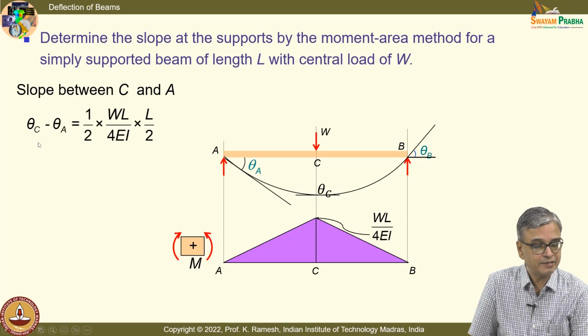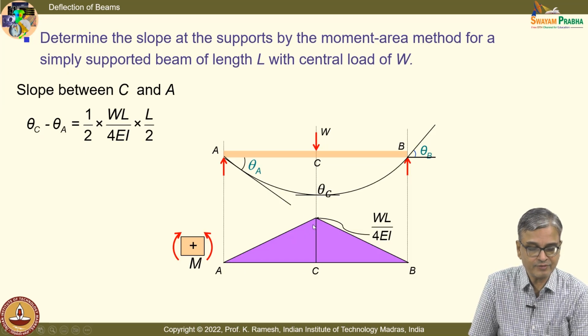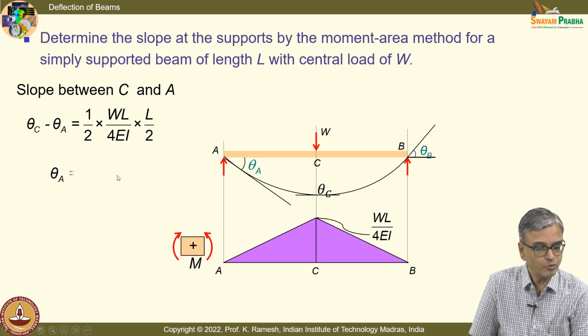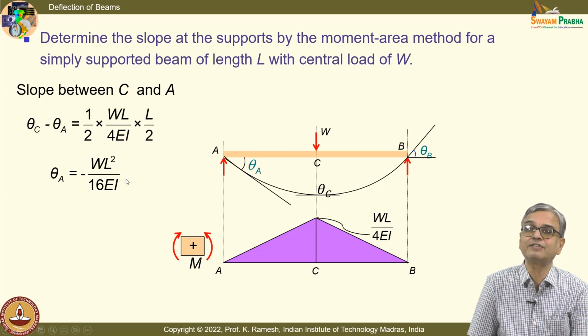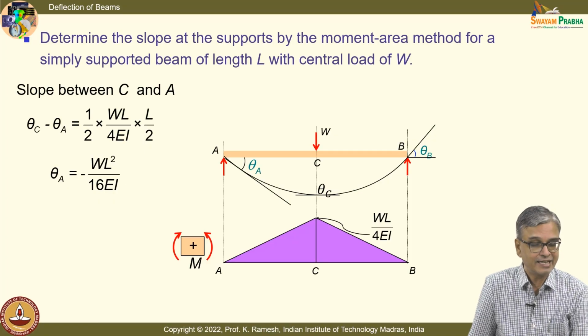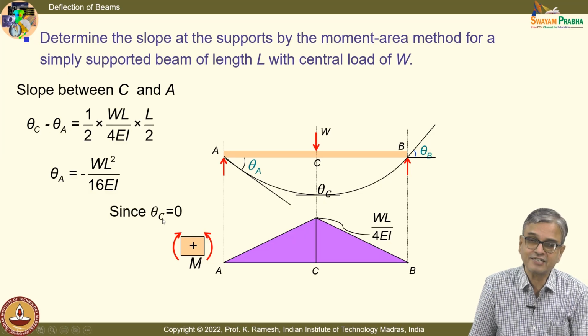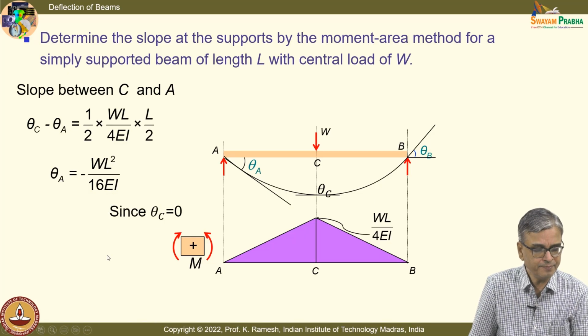From the moment area, I have to get the area of this triangle. The base height is given as WL by 4EI, and half BH gives me the area, that gives me theta C minus theta A. Theta A is minus WL squared by 16EI, and fortunately you have also got theta A with the correct sign in the first shot itself. Fine, it is an incidental advantage, that is what I would say. Since theta C is equal to 0, I get this, no problem.